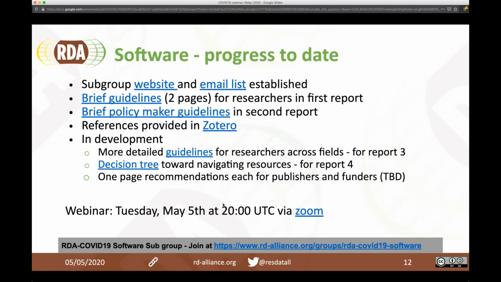What we've done so far is, in the first release, we had a 2-pager guidelines for researchers. In the second release, we had some guidelines for policymakers, and the Zotero references backing both of those up. Now for report 3, we're aiming to do more detailed guidelines for researchers, and then next week work on the decision tree. We're also thinking about if there's any other pieces we want to add, such as some very short recommendations each for publishers and funders. And I know at least one of the other subgroups is considering that.